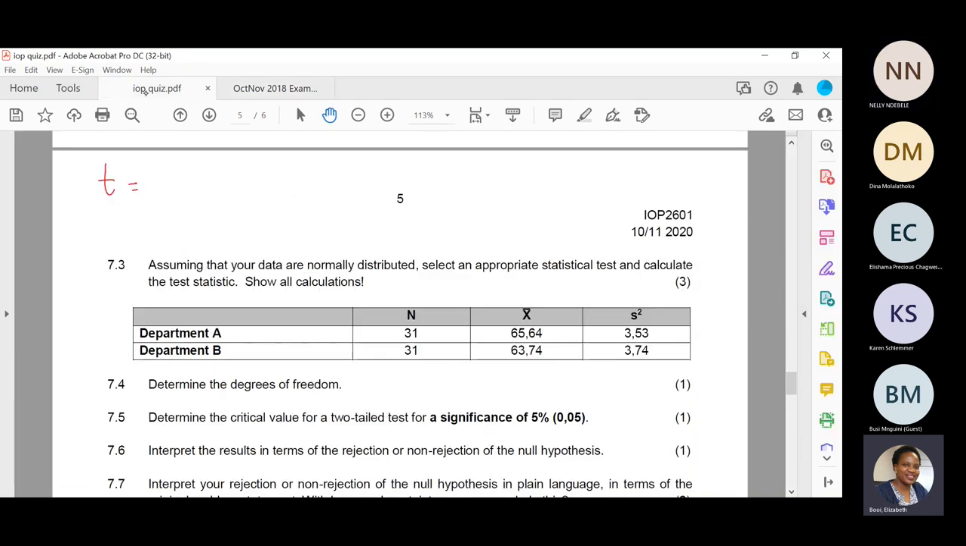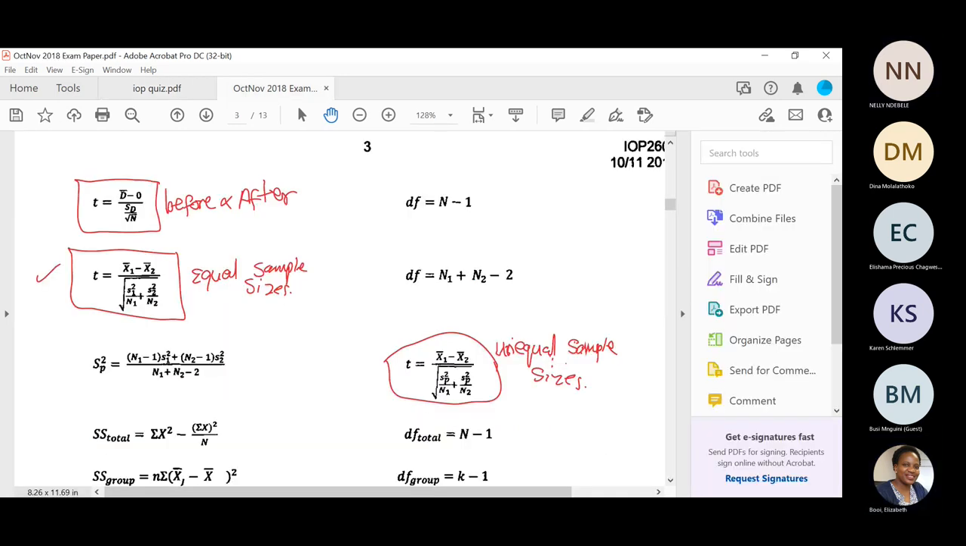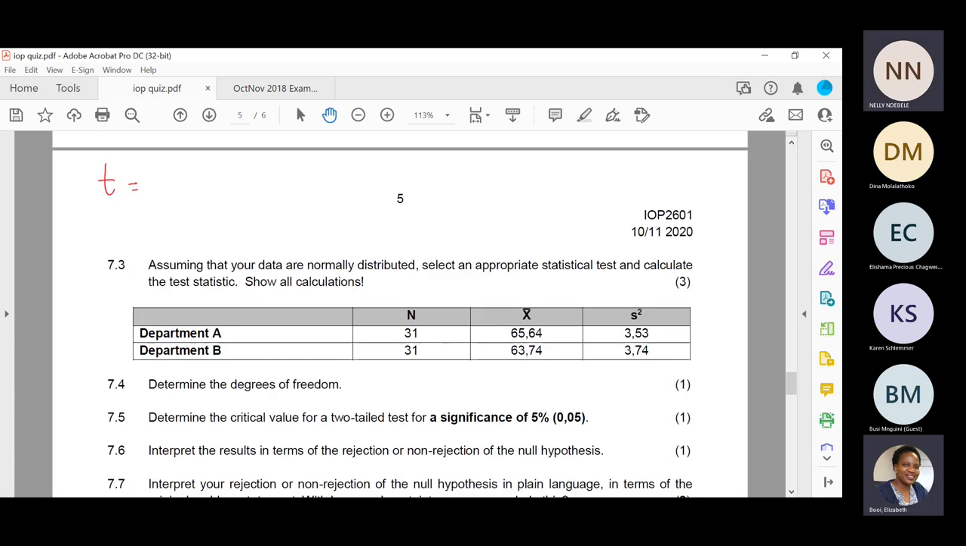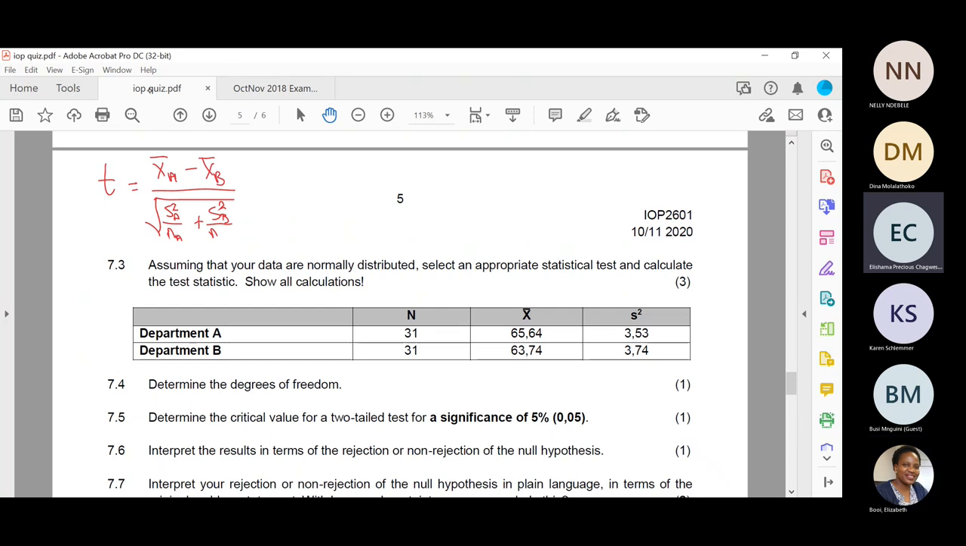So let's go back there. Do we have equal sample sizes? Yes. So which formula are you going to use? This formula. Did you write it down? Yes. Okay. The mean for A minus the mean for B divided by the square root of S squared for A divided by NA plus S squared for B divided by NB. So you can just substitute the values.